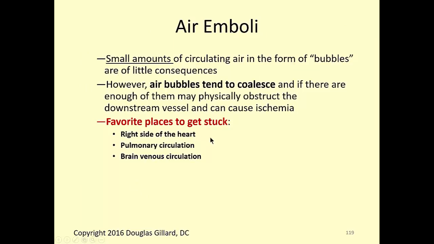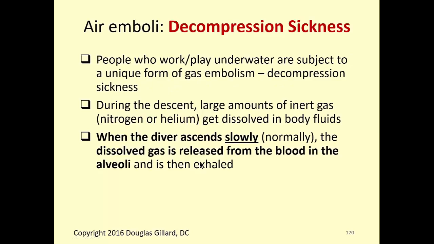A small amount of circulating air bubbles. Let's say somebody's drawing your blood and they always backwash a little. That's not a big problem. But if there's a lot of those little air bubbles, they can coalesce together to form one big bubble, and it can cause obstruction, downstream ischemia. Favorite places for air emboli to get stuck: right side of the heart, pulmonary circulation anywhere, and the brain, unfortunately, if it's on the arterial side.